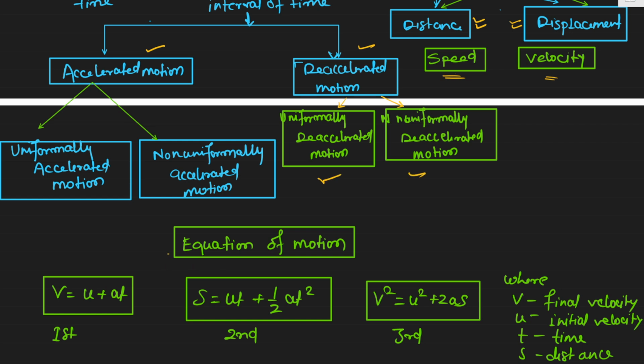Then we are coming to the equations of motion here. The first equation of motion is v equal to u plus at, the second equation of motion is s equal to ut plus half at square, and the third equation of motion is v square equal to u square plus 2as. Here v is final velocity, u is initial velocity, t is the time, s is the distance, and a is the acceleration. Okay, so you understood this one. Now we'll move forward.